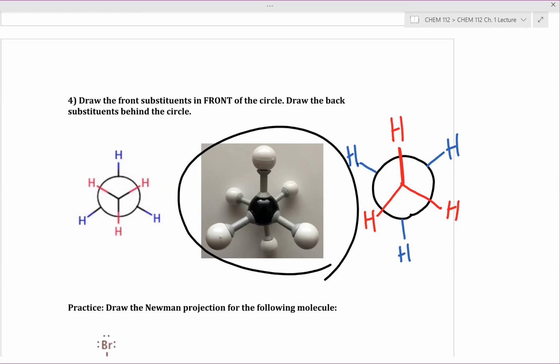Okay. Any other questions on this? Yes. So the photo on the left is showing not rotated? So this photo on the left and this Newman projection we just drew are identical. So the one on the left is the rotated form. Yeah.